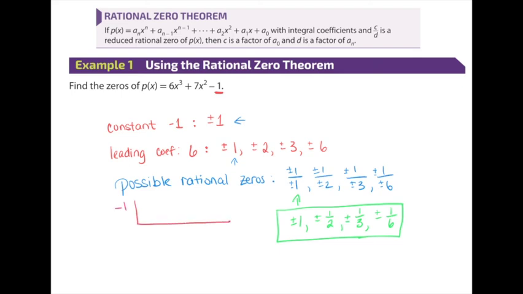right? You can do your synthetic division. So I have 6x cubed, 7x squared, I don't have an x, and then I have a constant. And so I can do my synthetic division here. And you can see that negative 1 is a factor, right? And so I know that this is a 0. So I definitely know that negative 1 is a 0 because I got a 0.